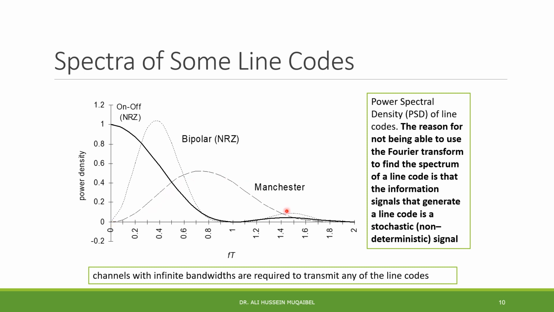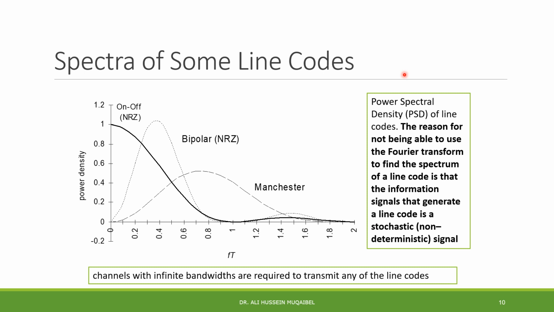Also for the Manchester, which is the one that's also used in Ethernet, by the way, the Manchester or biphase, it's widely used. You can see that the bandwidth requirement increases. So we can say that the power spectral density of the line code, we're not going into the derivation, we're just showing the relative performance. The reason for not being able to use the Fourier transform here for finding the spectrum is that we have randomness here, and the randomness comes from the data.